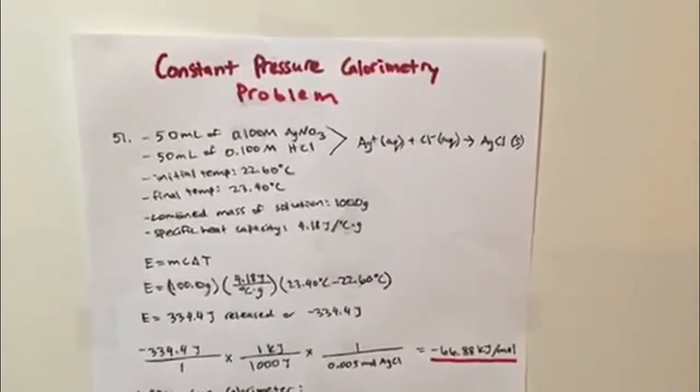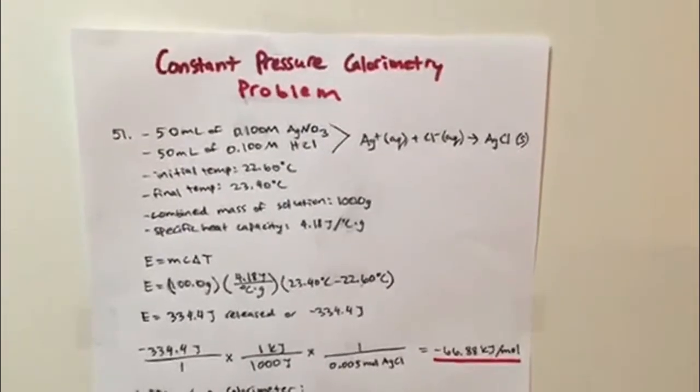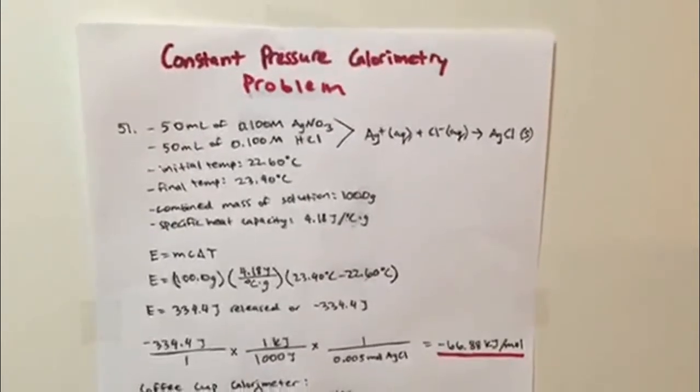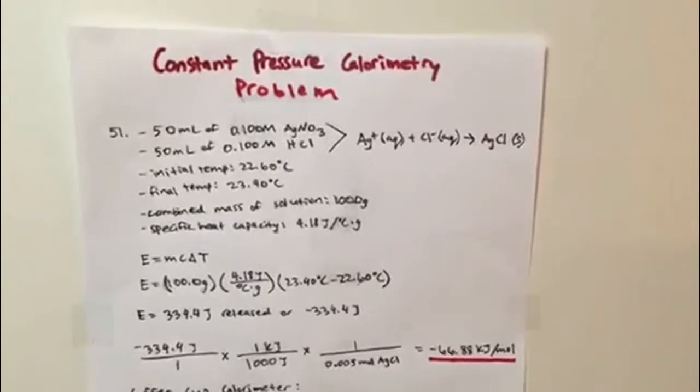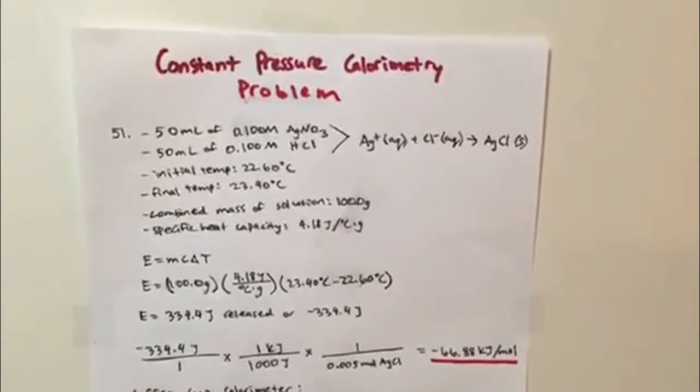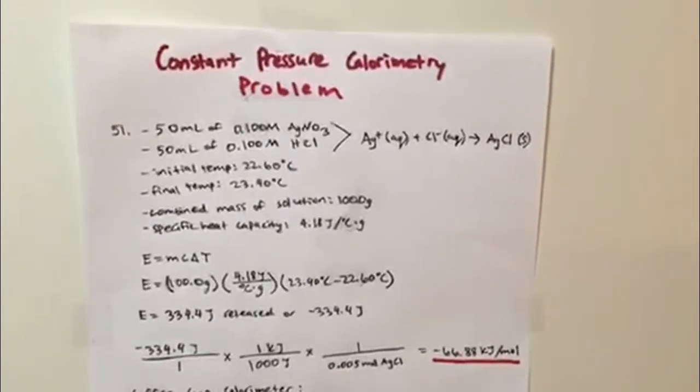Here's my explanation and example problem for constant pressure calorimetry. So I chose problem 51 from chapter 6 in the chem textbook, and I synthesized the important information here.